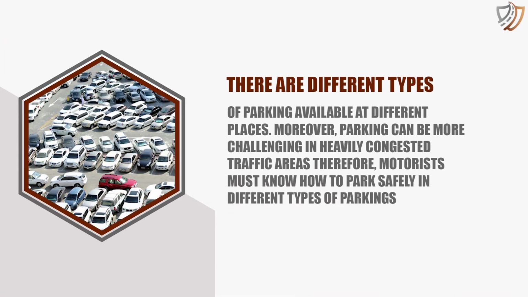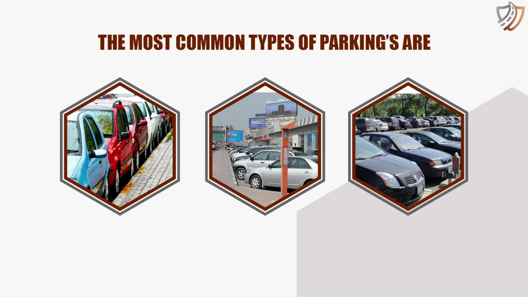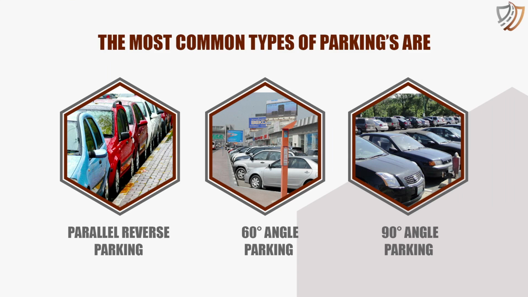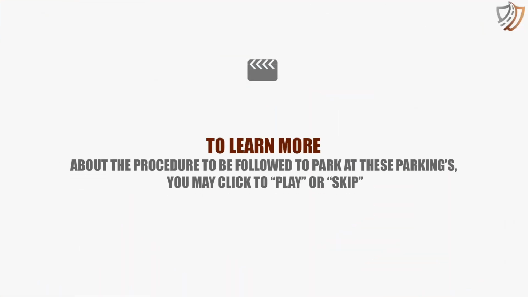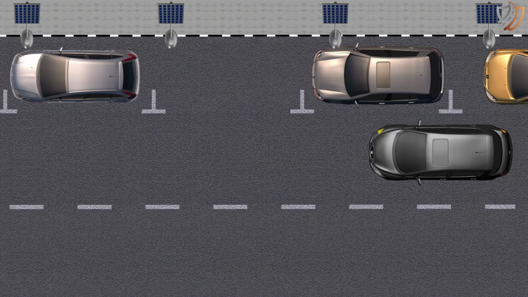Others can see them. There are different types of parking available at different places. Moreover, parking can be more challenging in heavily congested traffic areas. Therefore, motorists must know how to park safely in different types of parking. The most common types of parking are reverse parallel parking, 60-degree angle parking, 90-degree angle parking. To learn more about the procedure to be followed to park at these parking types, you may click to play or choose to skip.